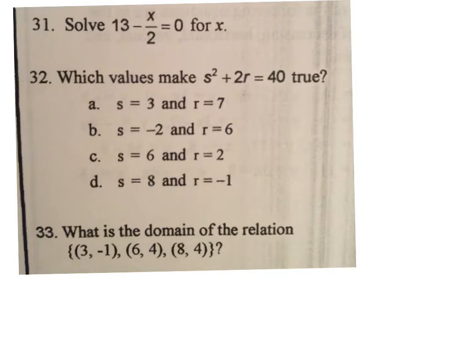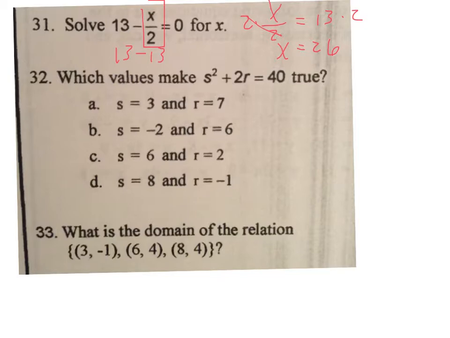Okay, on 31, this shouldn't be too difficult, but I'm going to do it first. You know that 13 minus something has to equal 0. Well, I know that 13 minus 13 equals 0. So whatever I boxed in, x over 2, has to equal 13. Well, when I multiply both sides by 2, I end up getting x is equal to 26. Well, that's one way of doing it.